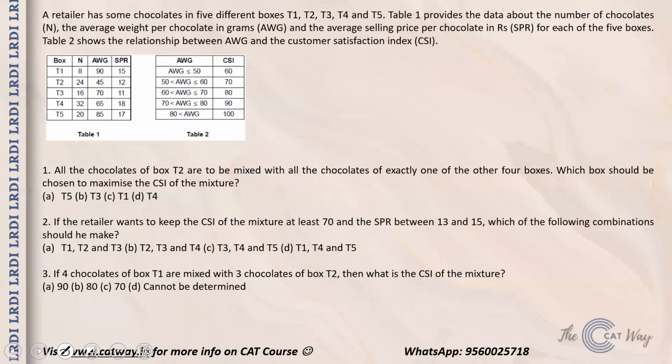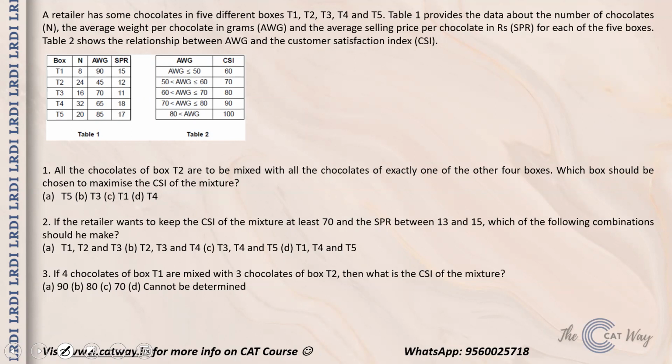Now coming to the question that we have. A retailer has some chocolates in 5 different boxes, T1 to T5. Table 1 provides the data about the number of chocolates, the average weight per chocolate in grams, and the average selling price per chocolate in rupees, SPR, for each of the 5 boxes. And table 2 shows the relationship between the average weight per chocolate in grams and the customer satisfaction index value, that is the CSI value.